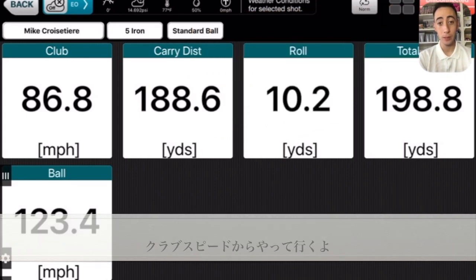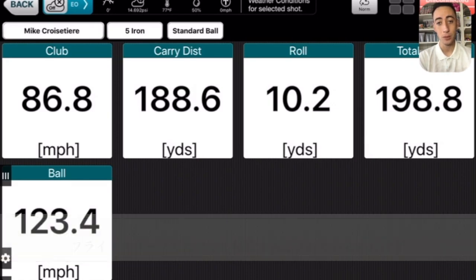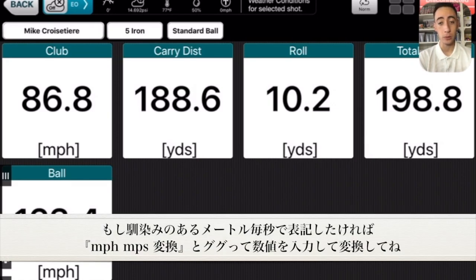So to start off with club speed. With the Flightscope that you guys are going to be getting, it's going to be measured in miles per hour. So if you want to know meters per second, all you simply have to do is get onto your smartphone, go to Google, type in miles per hour to meters per second converter, and you can really simply convert your miles per hour into meters per second so you can get a good idea of how fast you're swinging the golf club.